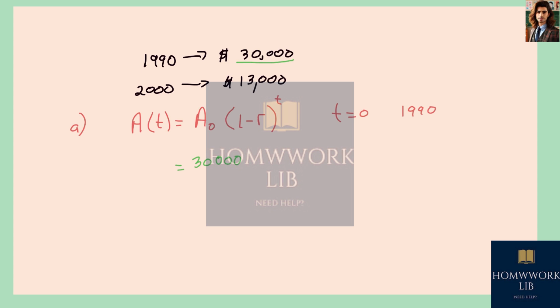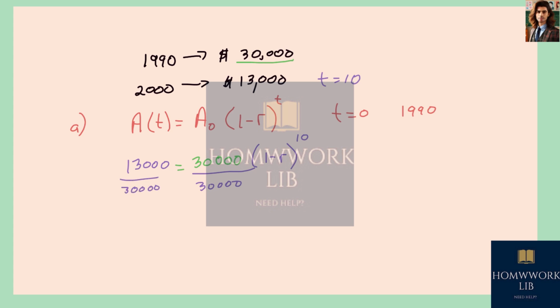Now, we know the value 10 years later in 2000, meaning when t is equal to 10, A of t was 13,000. So we have 13,000 equal to 30,000 times 1 minus r, which is what we're looking to solve for, all raised to the 10th power. So now we want to go ahead and solve for r. The first thing I'm going to do is divide both sides of our equation by 30,000.